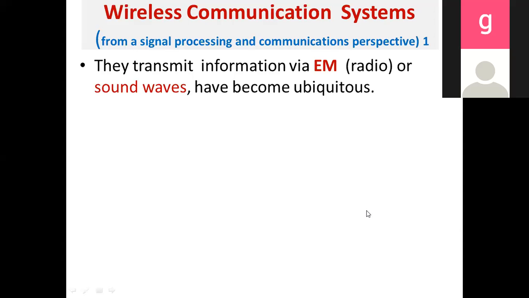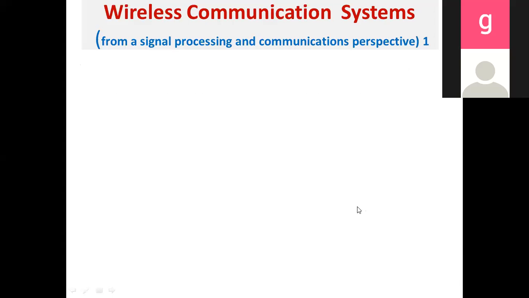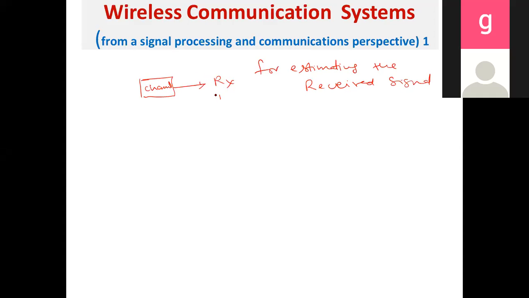So now, what I have discussed so far, let me denote it here: how to do channel estimation, for estimating the received signal. This is my channel, this is my receiver input, and this is my transmitter output.